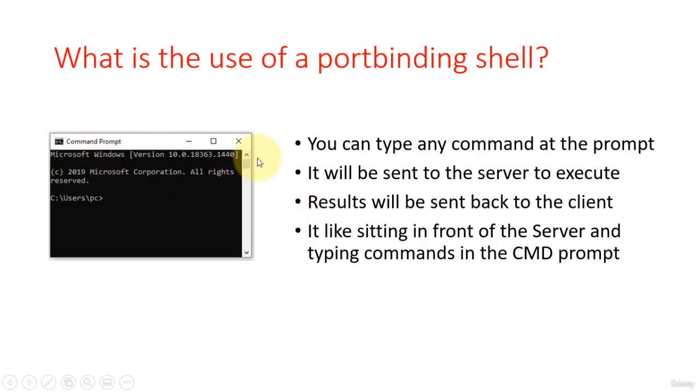What is the use of a port binding shell? Using a port binding shell, you can remotely access a machine and get a command prompt. You can type any commands at the prompt, and it will be sent to the server to execute. The results will be sent back to the client. It is like sitting in front of the server and typing commands in the command prompt. So whatever you can do in front of a server using a command prompt, you can also now do remotely from a distance, from a different machine, from the internet, with the use of a port binding shell.